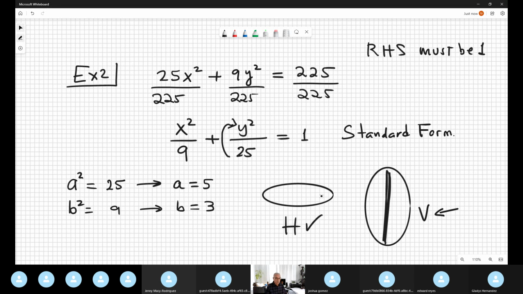Okay, so the center, yes. The center, one more time, is located at the point 0,0. Because I don't see any h, any k, no subtracting, no addition, anything. Therefore 0,0. No horizontal shift, no vertical shift.